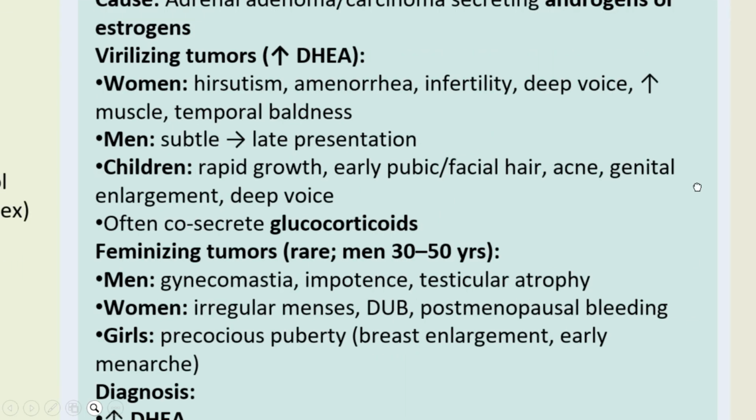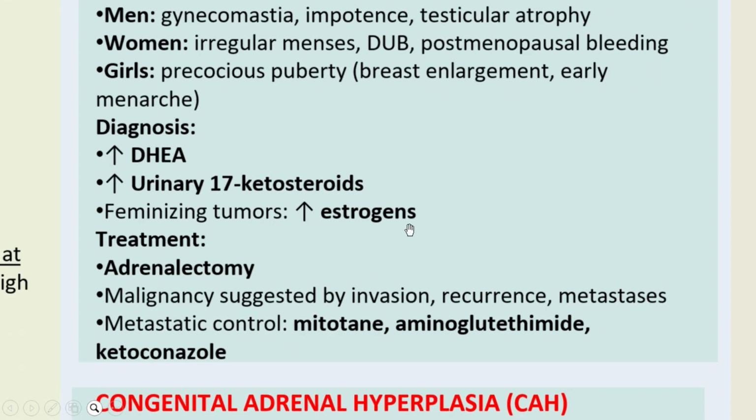So for the diagnosis, you're going to basically measure these hormones. You want to measure the dehydroepiandrosterone, and if it's urine, you want to measure the urinary 17-ketosteroids. These are products of breakdown of these androgens. For the feminizing tumors, you want to check for the estrogen.